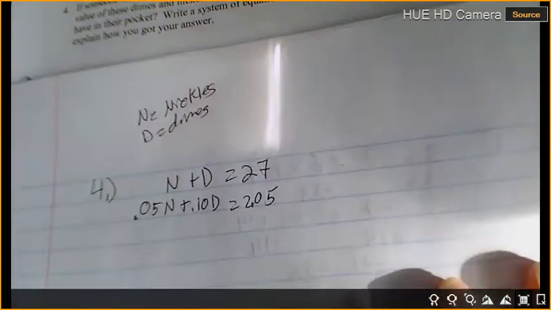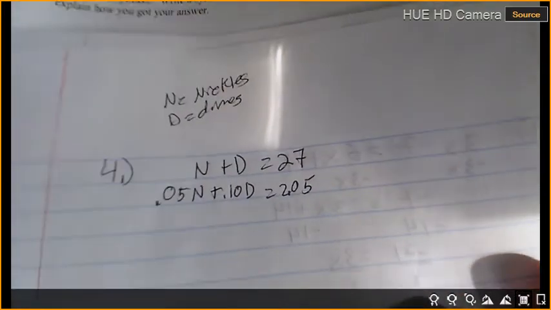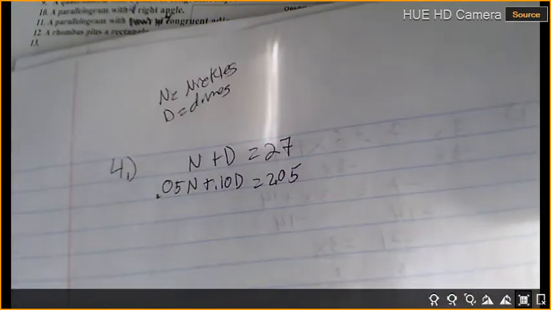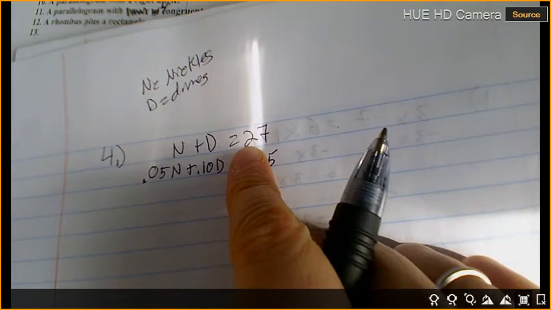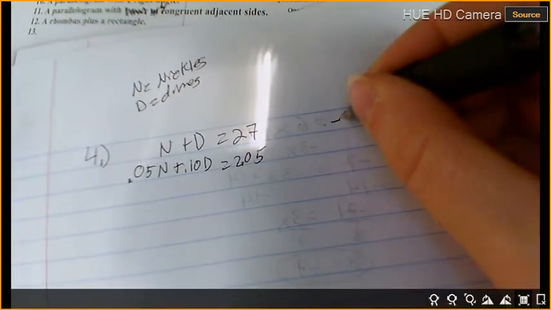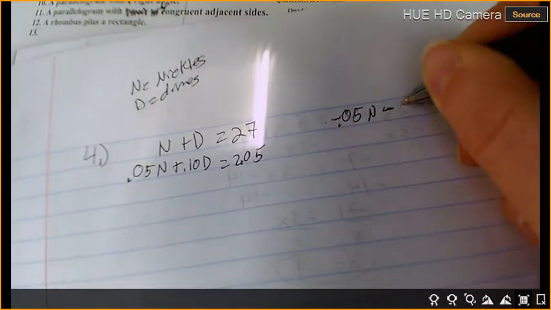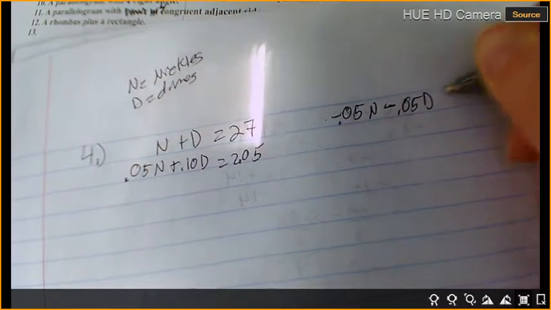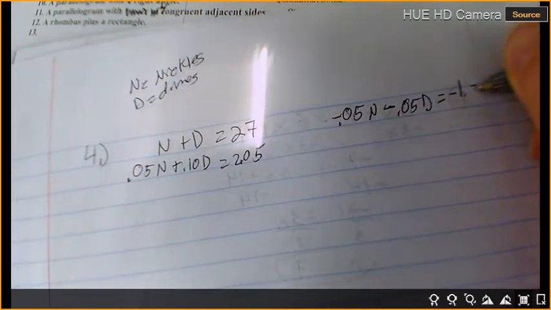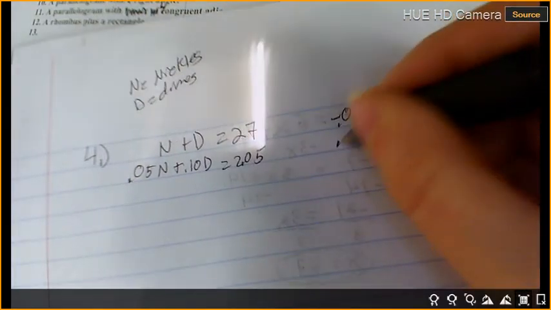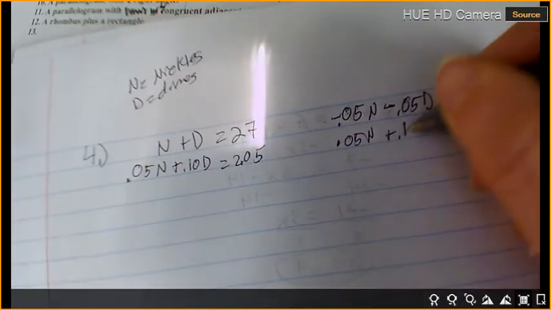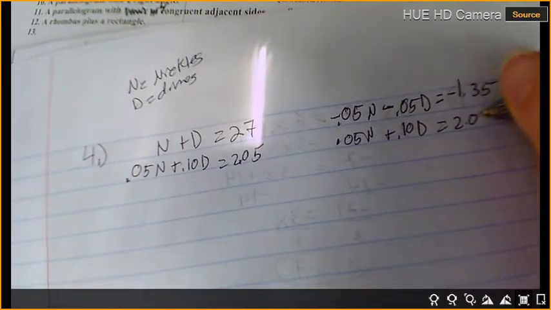Okay, then I feel like this problem in particular is set up really well to use, instead of substitution, which is what we used for the last one, elimination. What I am going to do is multiply the top one by negative 0.05, but you could have multiplied it by negative 10. So I'm going to get negative 0.05n minus 0.05d equals negative 1.35. And then I'm going to add it straight down to 0.05n plus 0.10d equals 2.05.